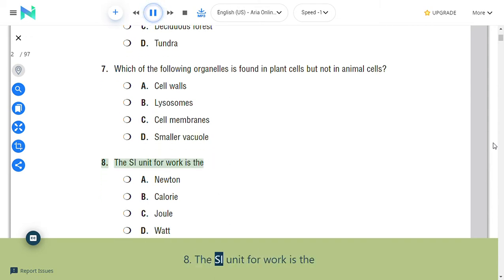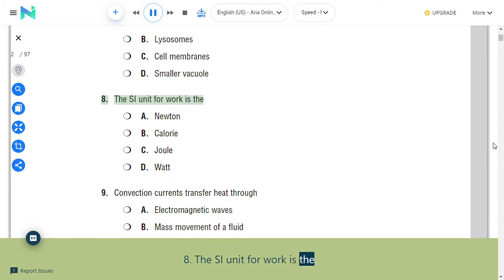8. The SI unit for work is the A. newton. B. calorie. C. joule. D. watt.